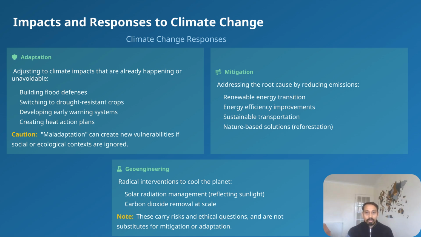So it is not a substitute for mitigation or adaptation, and we should consider all the risks and ethical questions. If we are doing this kind of geoengineering, as the UK already is, then what are the impacts on precipitation, or on rainfall? These questions should be asked.